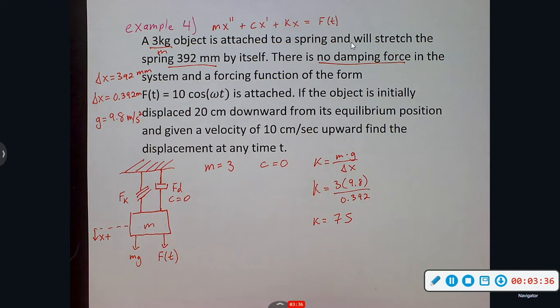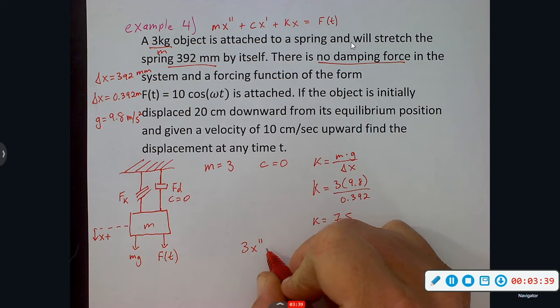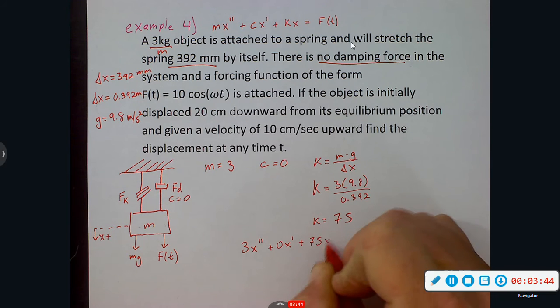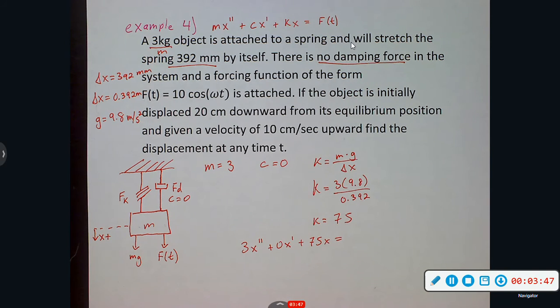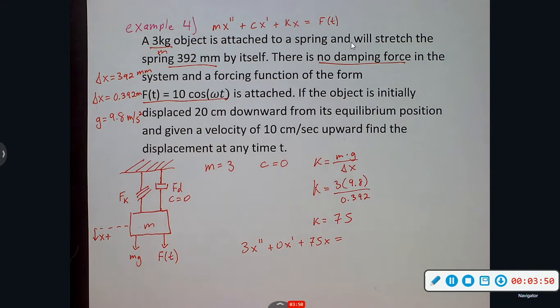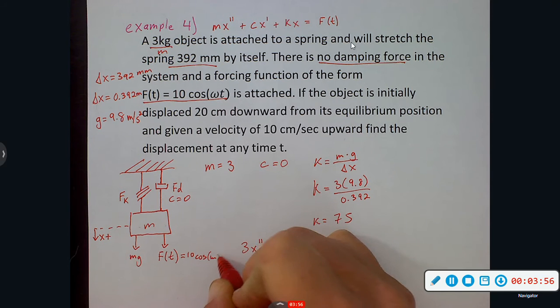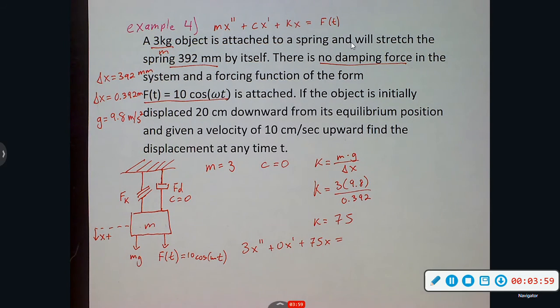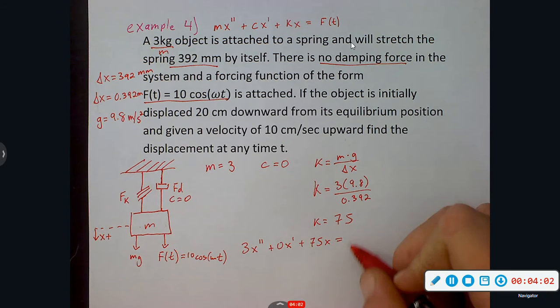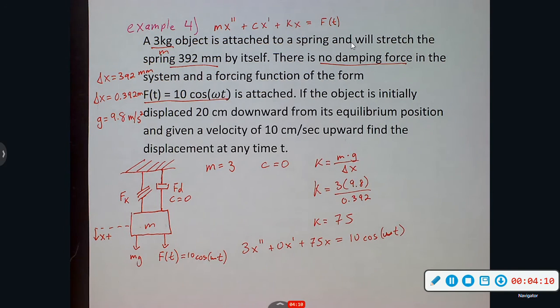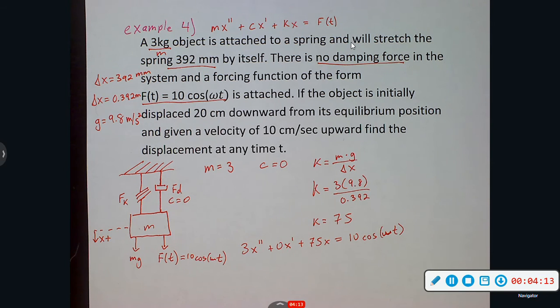All right, so now we can write this. 3x double prime plus 0x prime plus 75x equals, well, this time we do have some function f of t. So f of t is 10 cosine, whoa, there's a W now. Uh-oh. All right. So what are we going to do next? Let's just continue for now, and I'll explain all of this in just a bit.